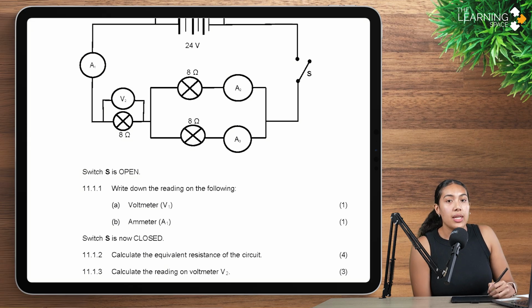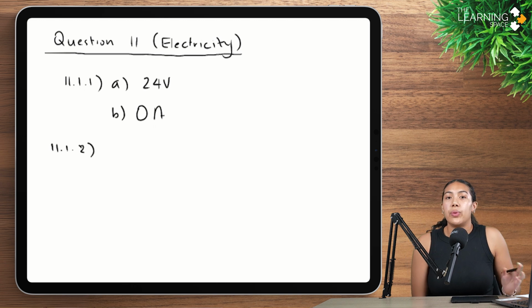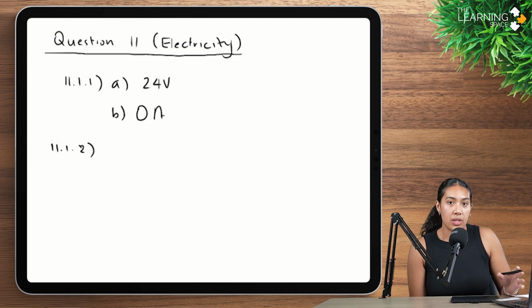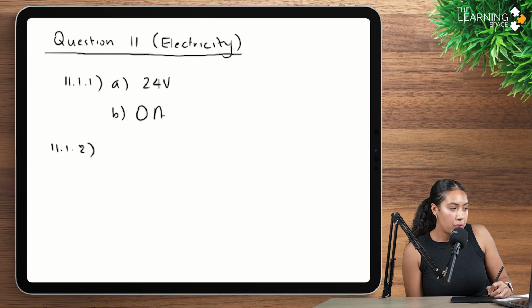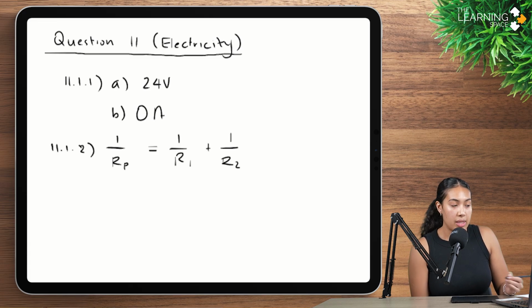They then tell us that switch S is closed, so now electricity is flowing through the circuit, and they ask us to calculate the equivalent resistance in the circuit. The equivalent resistance is just the total resistance, but we need to take note that we have parallel components as well as series components. So for 11.1.2, the way we would attempt this is to first calculate the resistance of the parallel components. In order to do that, we have 1 over RP, for parallel, is equal to 1 over R1 plus 1 over R2. This is our general formula for calculating parallel resistance.